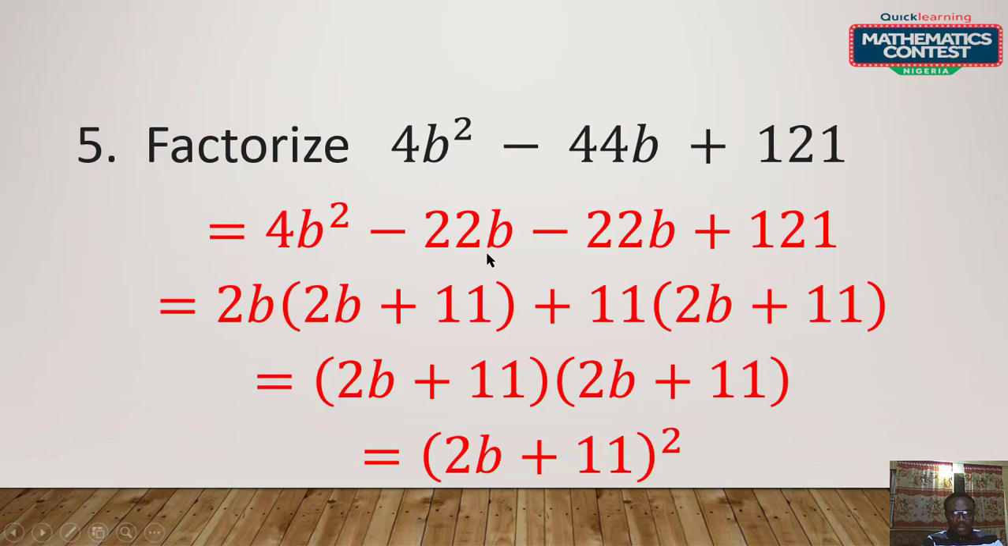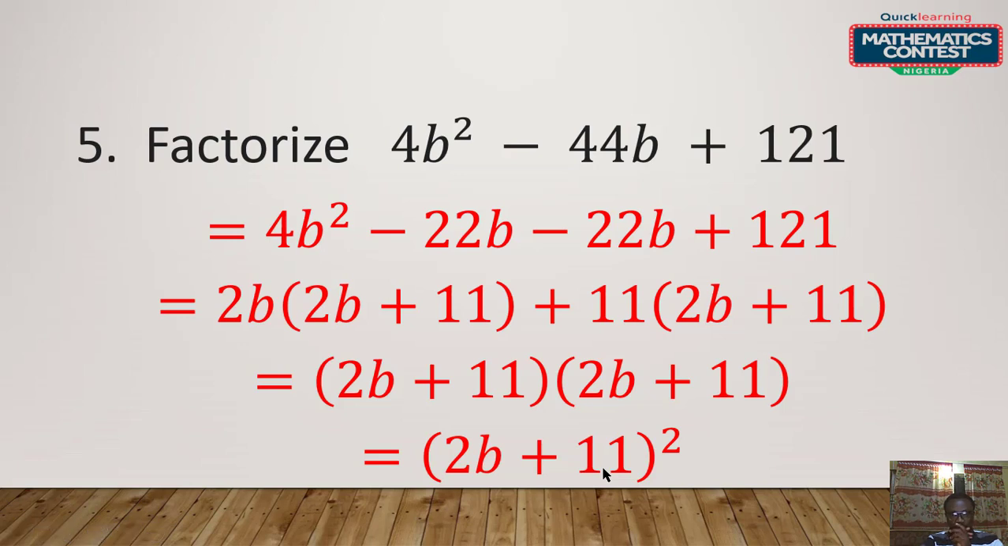So between these two terms, what is common? The highest common factor is 2b. So if I factorize 2b, what I have is 2b plus 11. Here, the highest common factor is 11. What will be left in the bracket is 2b plus 11. So I have 2b plus 11 outside, bring it into this bracket, then pick one of these brackets, 2b plus 11. They'll always give me the same term because I'm working with perfect squares here. So I have 2b plus 11 all squared.